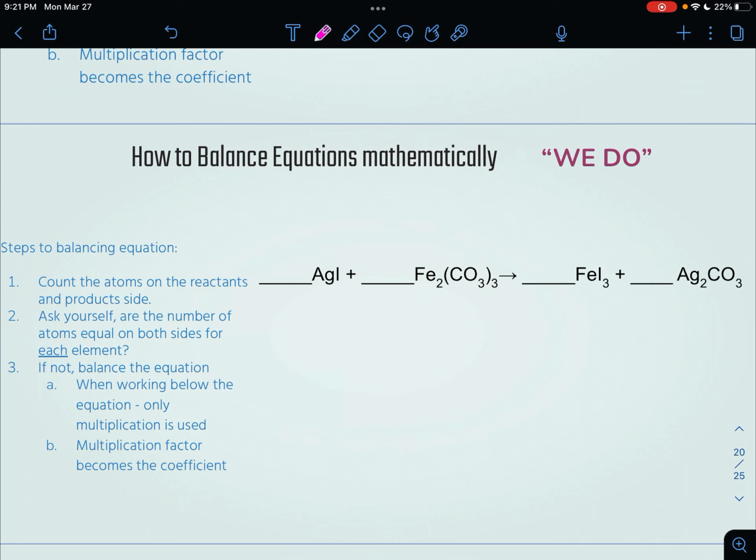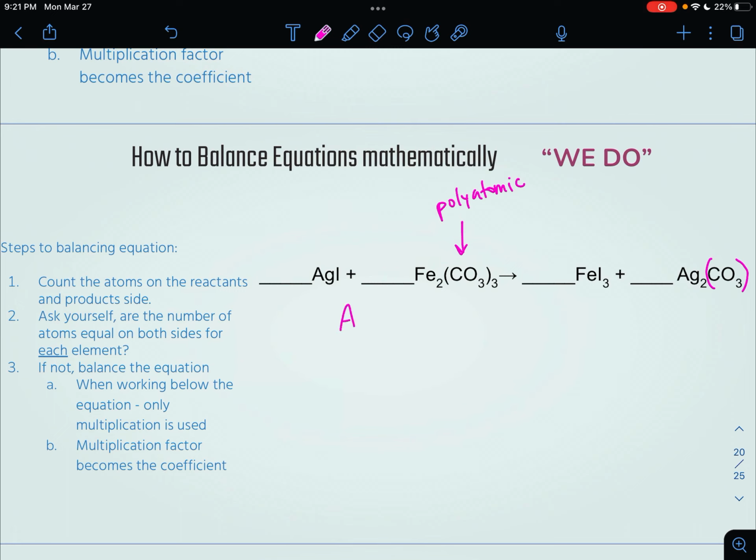So this one looks a little bit different because we have a polyatomic ion in here, right? The trick here is we have a CO3, a carbonate ion on the left, and we also have a polyatomic ion on the right, CO3. So it's the same thing. One trick you can use when balancing this equation is we can treat that like one thing, okay?